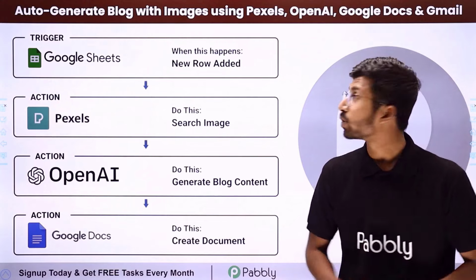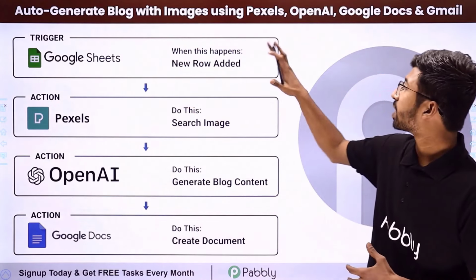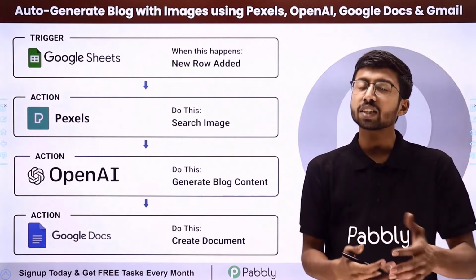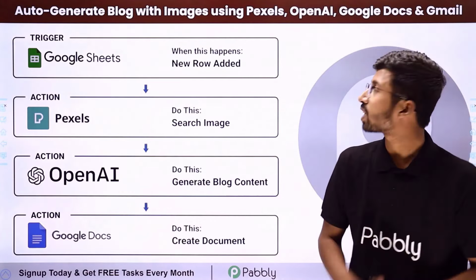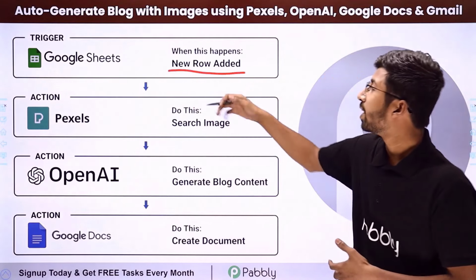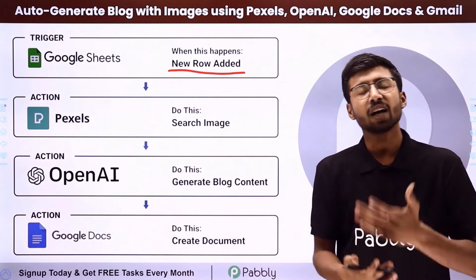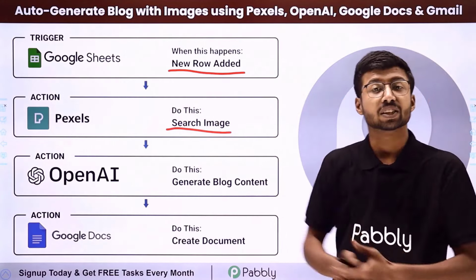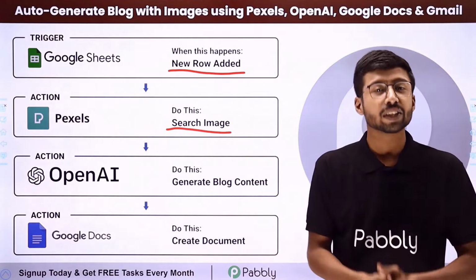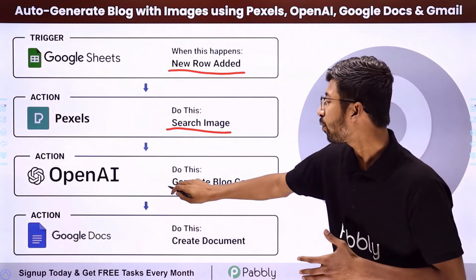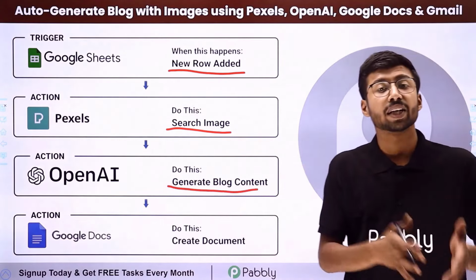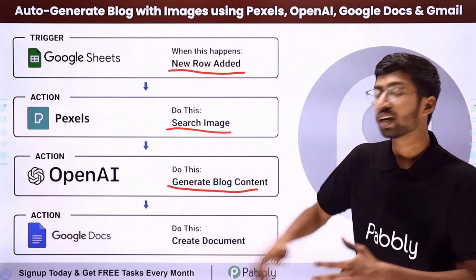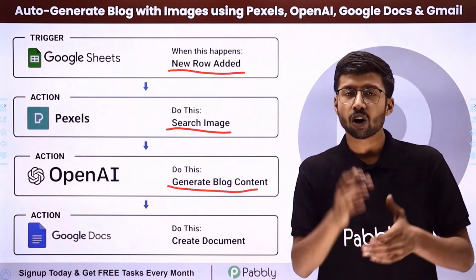So in this video, we are going to learn how to auto-generate blog with images using Pexels, OpenAI, Google Docs and Gmail. Now guys, in this automation, all you have to do is you just have to enter the title of your blog into a Google Sheet as a new row. Then after that, automatically from the title, we are going to search for a new image in Pexels. And then using an artificial intelligence platform like OpenAI, we are going to generate the blog content, the text content for that particular blog. And at last, we are going to add all of these details, all of this data into a Google Doc as a new document of a new blog.